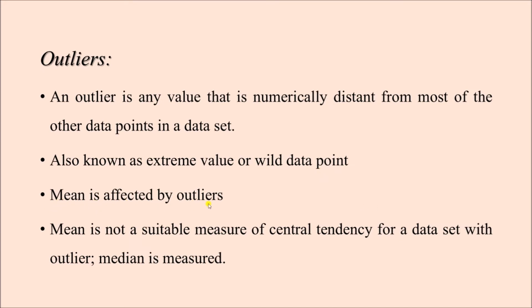Mean is affected by outliers. So if we have any outlier or extreme value in the data set, the mean is going to get affected by it. So that is why mean is not a suitable measure of central tendency for a dataset with outlier.